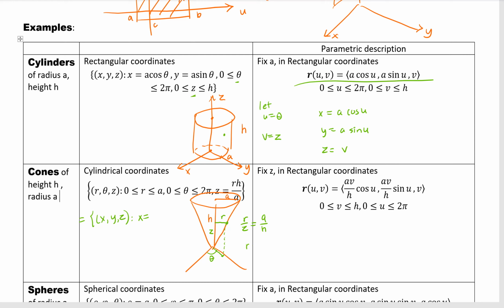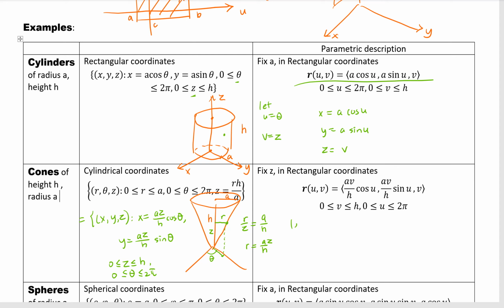Okay, so r is then a over h times z. So x is r cosine theta, so a z over h cosine theta. Y is r sine theta, so a z over h sine theta. And z is z. Okay, and then we can let z go from 0 to h, and the angle theta goes from 0 to 2 pi.